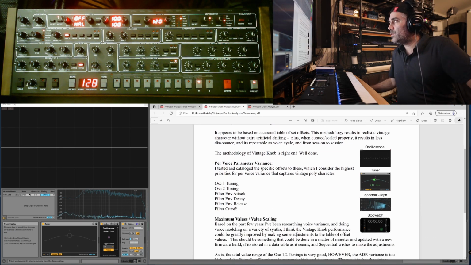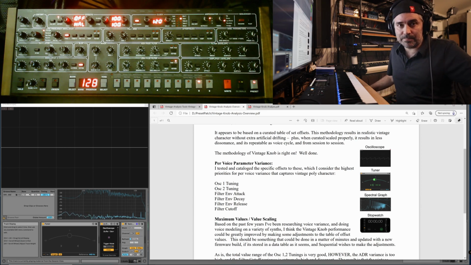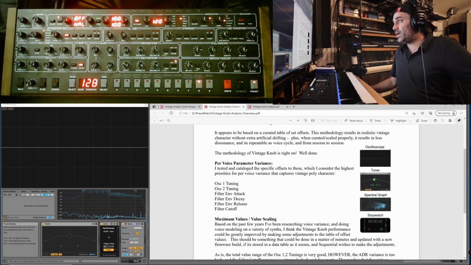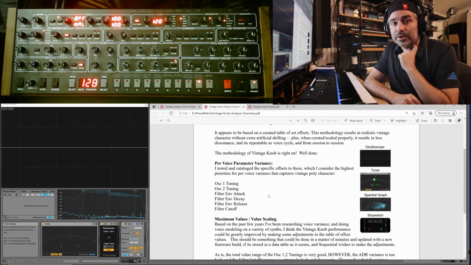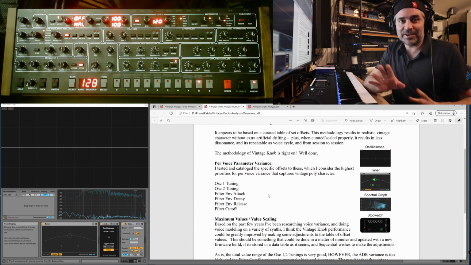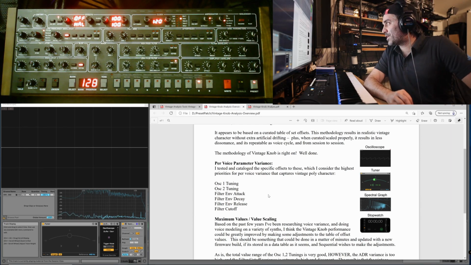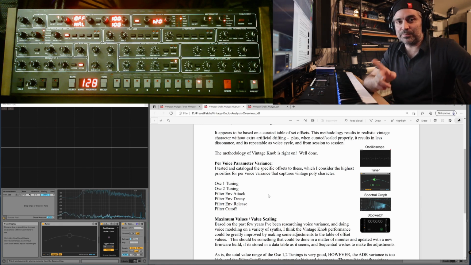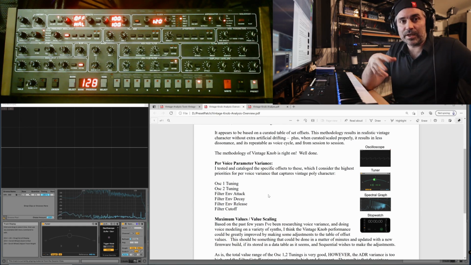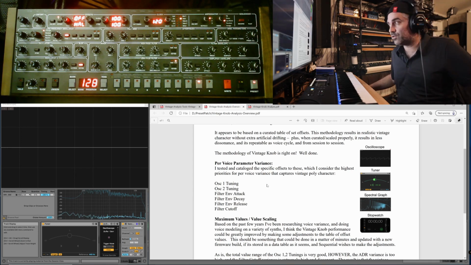So what I did with the Prophet 6 to measure the vintage knob is I measured the per voice variance on several different properties. And these tests are something that anyone can do. You know, I didn't hack into the firmware or anything. I'm just using over-the-counter oscilloscope, tuner, a spectrograph, and a stopwatch to do these tests. So anyone could do these tests at home with basic tools.